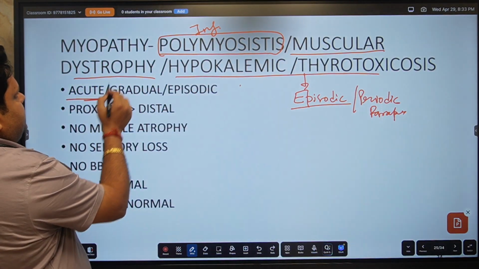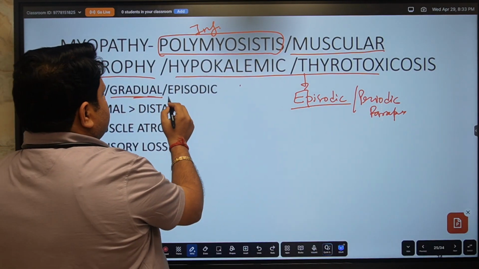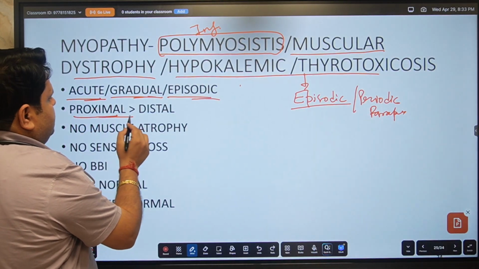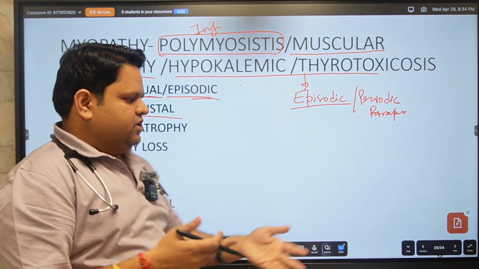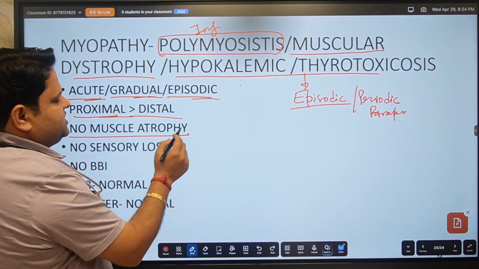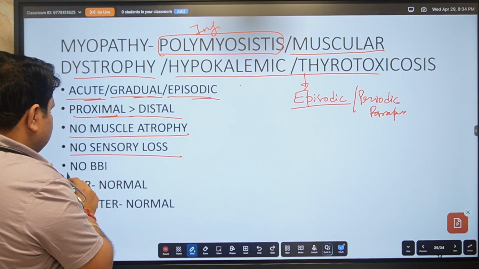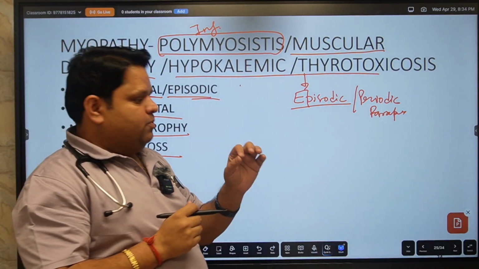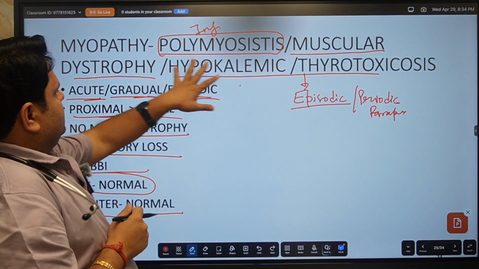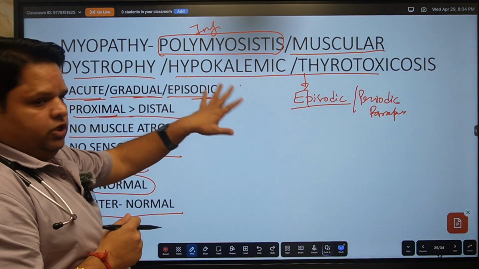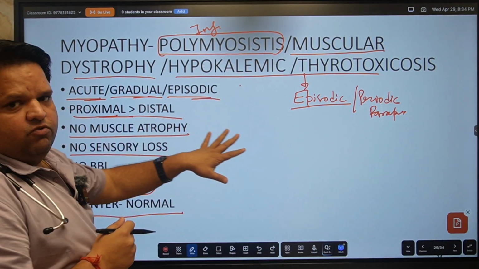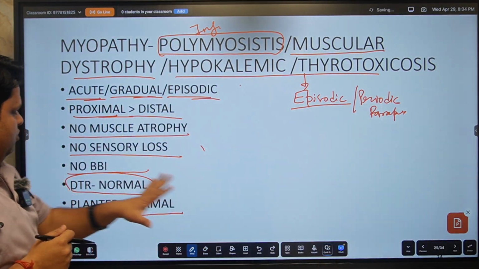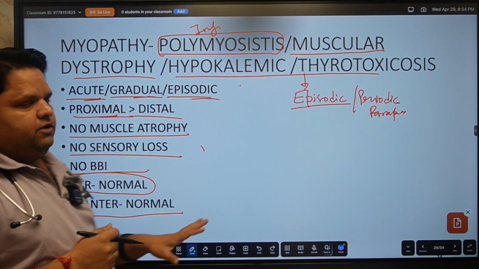So usually acute onset in polymyositis, gradual onset in muscular dystrophy, and episodic in hypokalemic and thyrotoxicosis. Usually myopathy is mainly proximal, distal weakness is usually less, no muscle atrophy usually, no sensory loss, no bladder bowel involvement, DTRs are usually normal, and plantar is also normal. So from the myopathy point of view, onset may be acute, gradual, or episodic. Proximal involvement is more as compared to distal. No muscle atrophy, no sensory loss, no bladder bowel involvement, DTR is normal, and the plantar reflex is also normal.